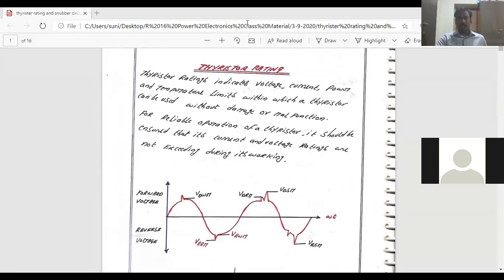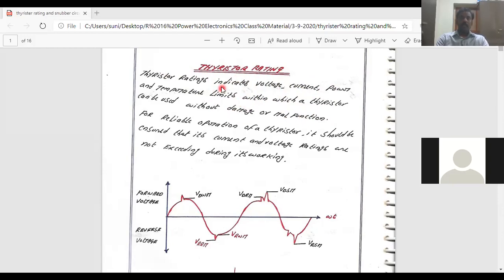All the thyristors are going to be provided with certain ratings of voltage, power, current, and temperature. When the devices are operated within the permissible limits, then the operation is going to be reliable and can be performed for certain years or a long time. If the ratings of the device reach beyond the defined values, then it leads to damage and malfunction of the devices.